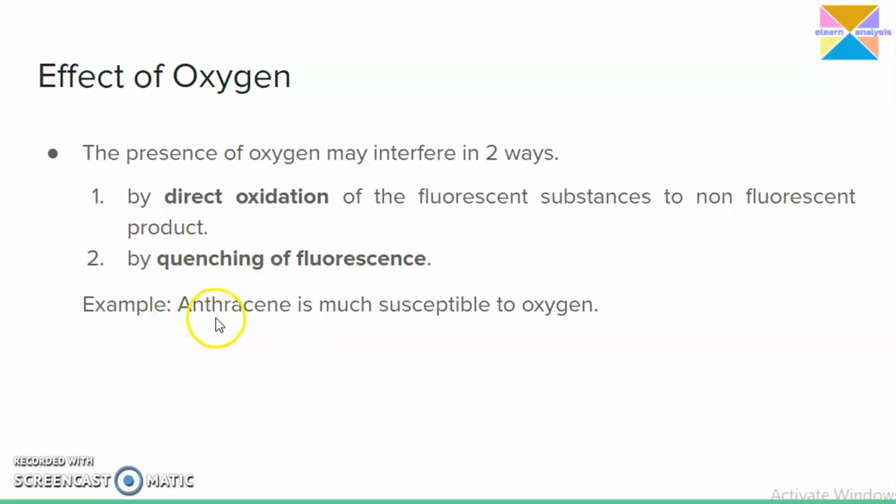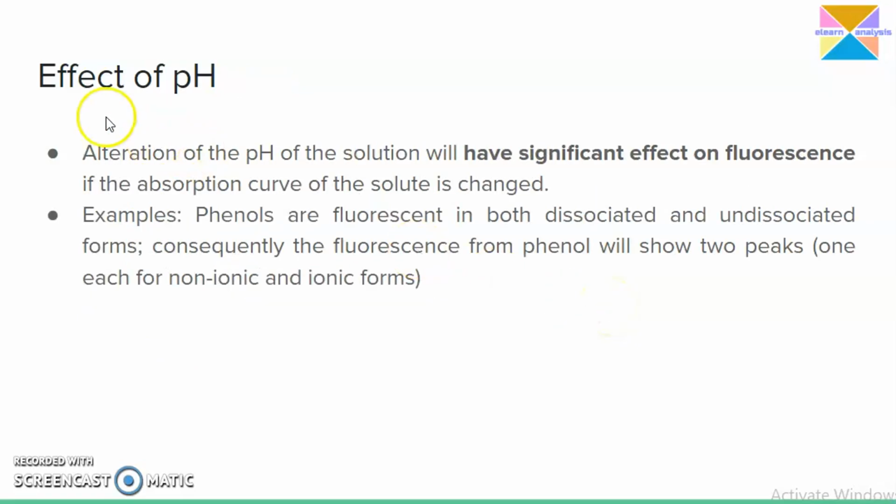So one example where the presence of oxygen has a strong effect is anthracene, a molecule which is very susceptible to oxygen during fluorimetric analysis. Coming to the effect of pH, any alteration of pH of the solution will have a significant effect on the fluorescence if the absorption curve of the solution is changed. I mean to say, any change in the pH will significantly affect the fluorescence phenomena.